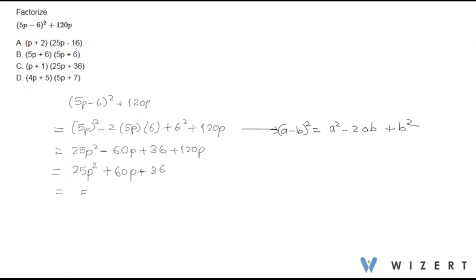Now this is nothing but (5p)² + 2 × 5p × 6 + 6². So this is (5p + 6)², which in factor form will be (5p + 6)(5p + 6). So the answer is option B.